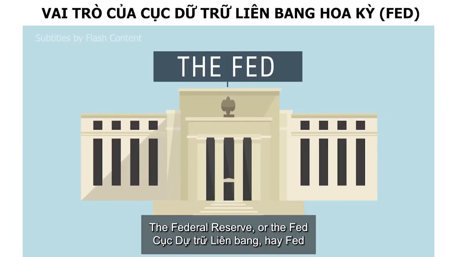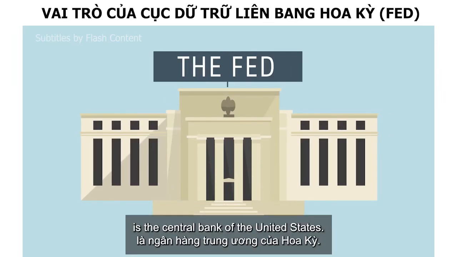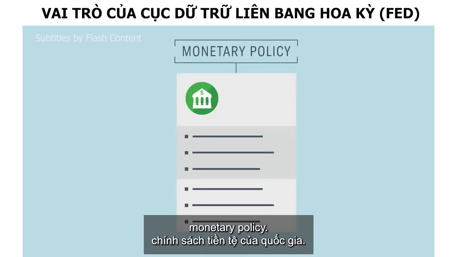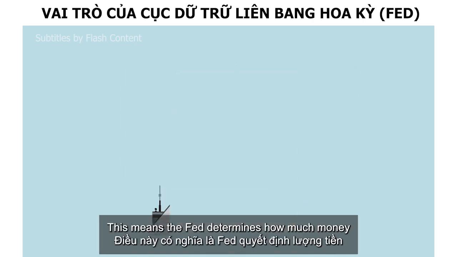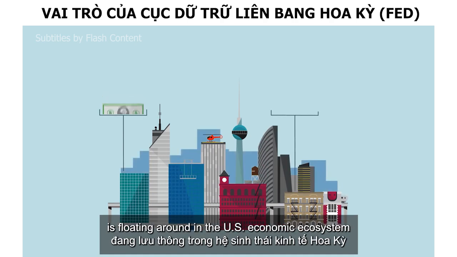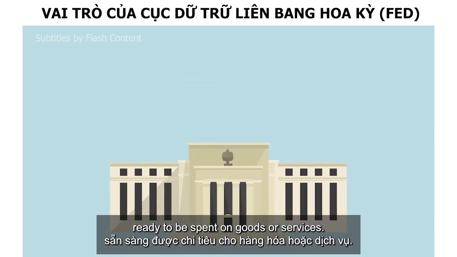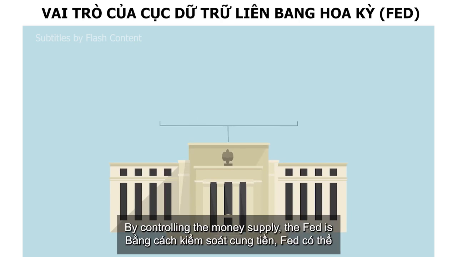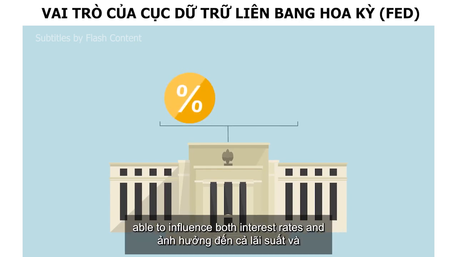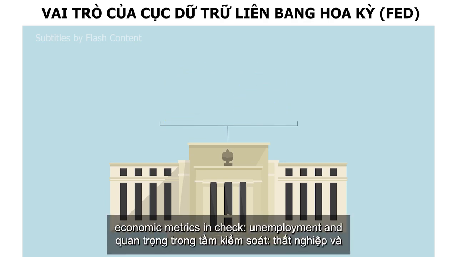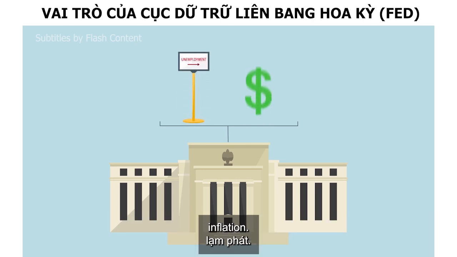The Federal Reserve, or the Fed, is the central bank of the United States. As the central bank, it determines our nation's monetary policy. This means the Fed determines how much money is floating around in the U.S. economic ecosystem, ready to be spent on goods or services. By controlling the money supply, the Fed is able to influence both interest rates and the health of the overall economy. The Fed's goal is to keep two important economic metrics in check: unemployment and inflation.